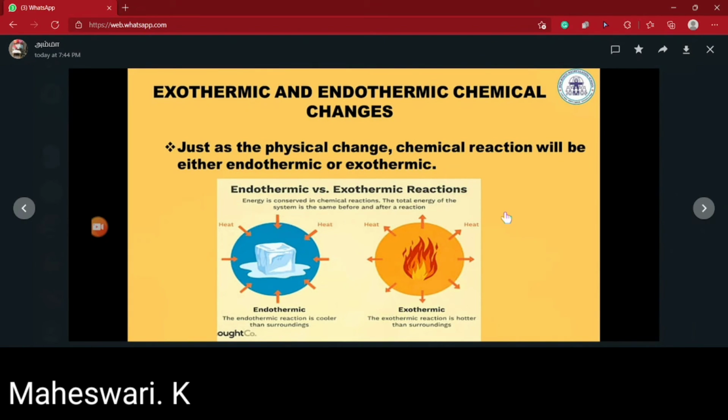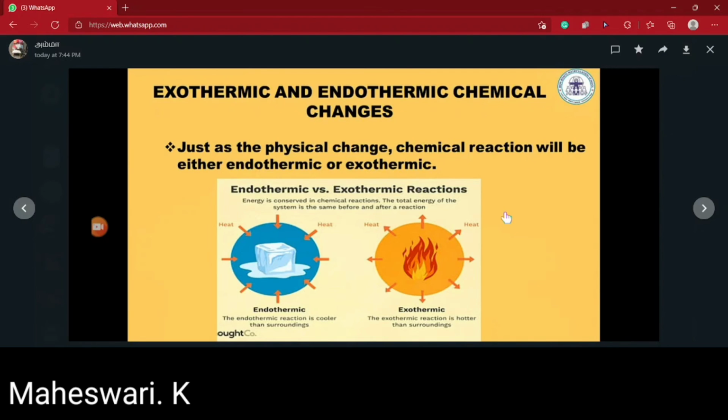We are going to discuss exothermic and endothermic chemical change. Just as with physical change, a chemical reaction will be either endothermic or exothermic. The energy is conserved in chemical reactions. The total energy of the system is the same before and after the reaction.